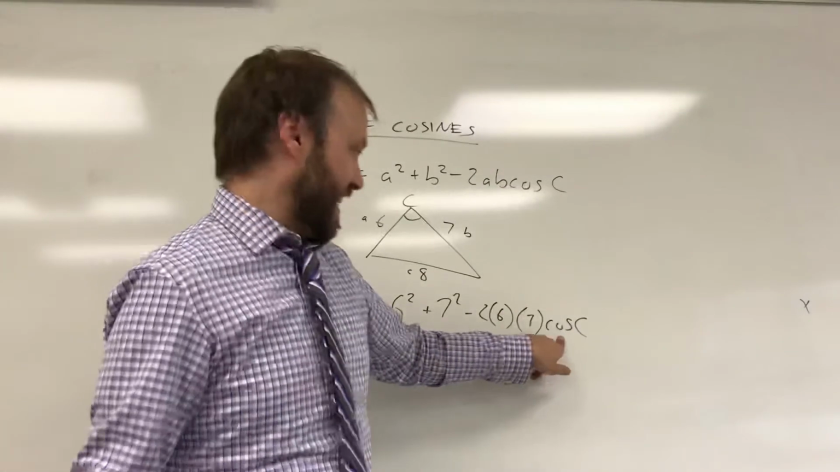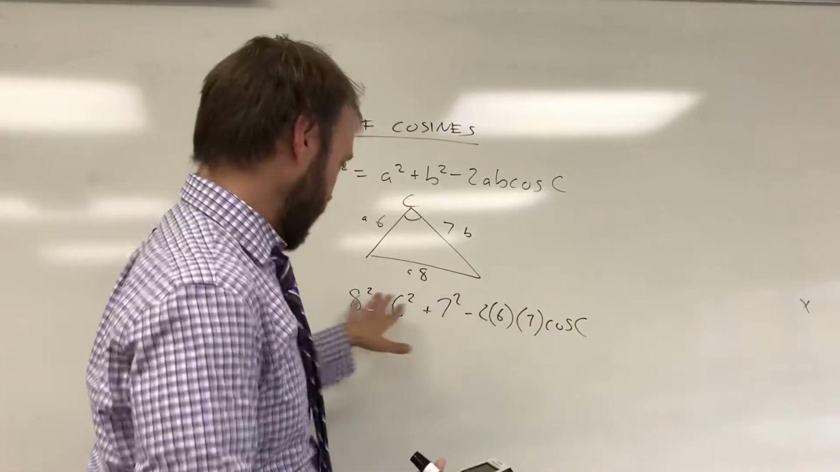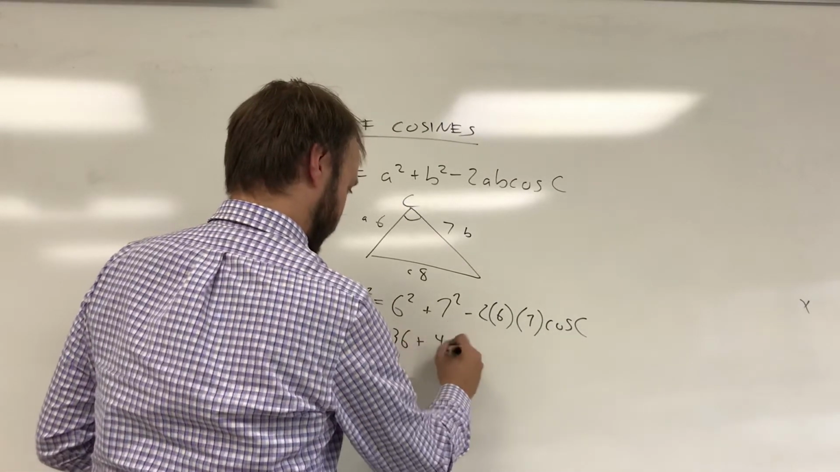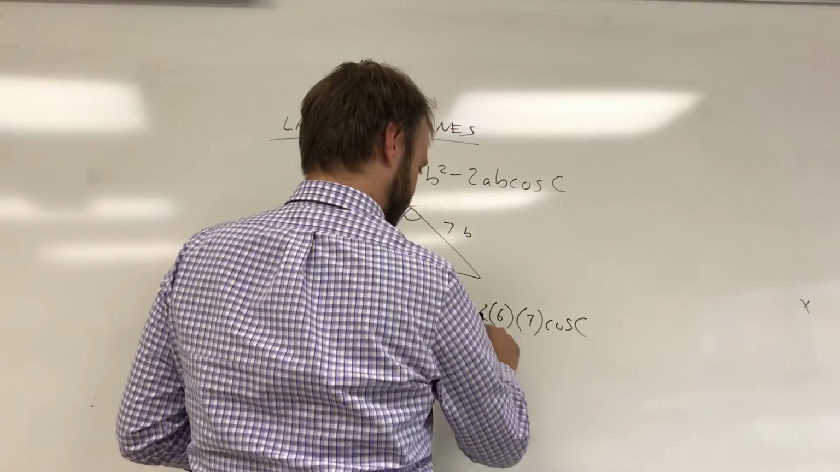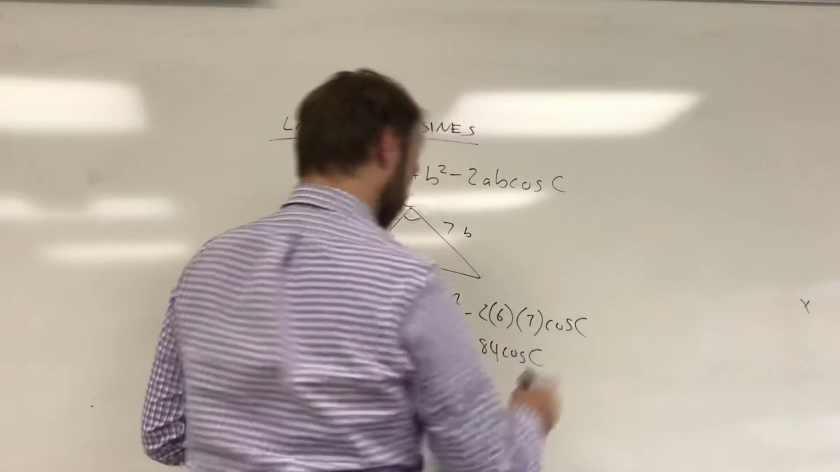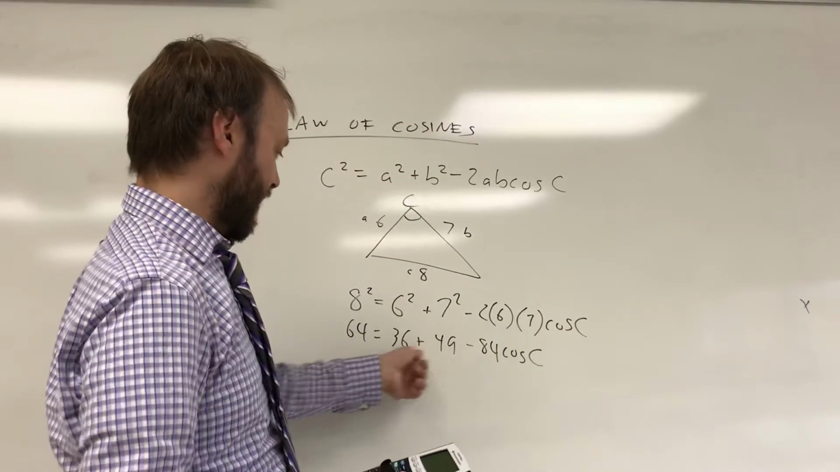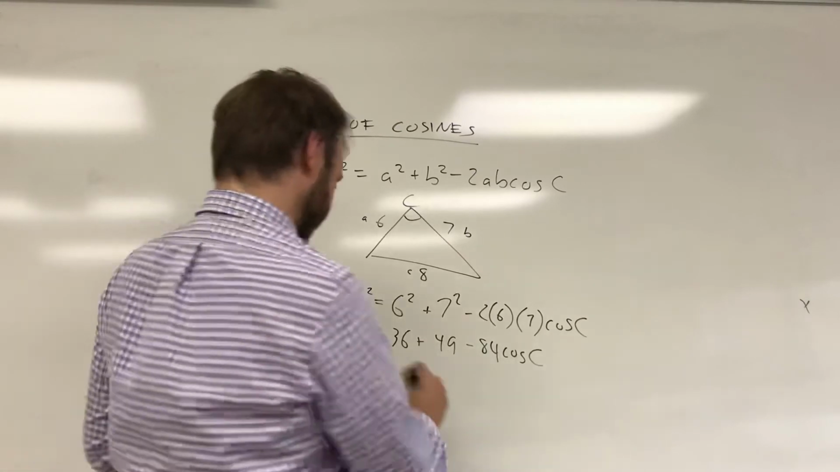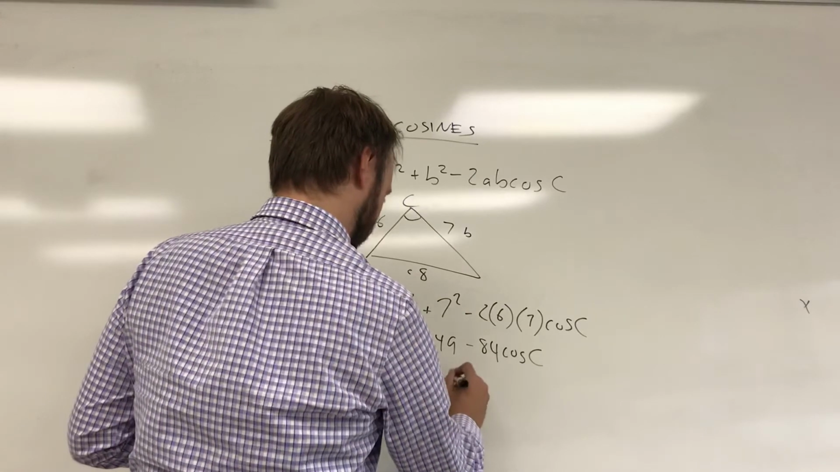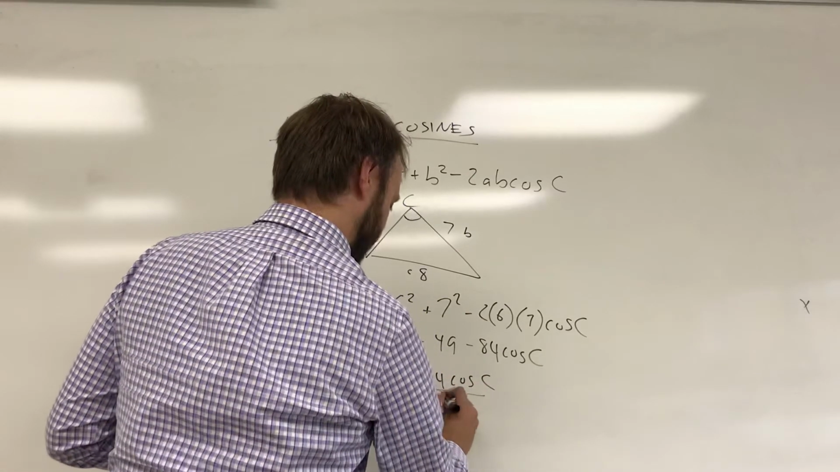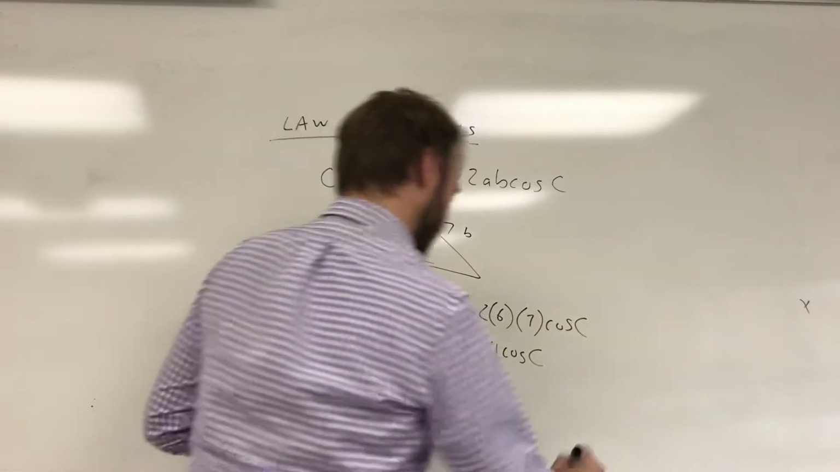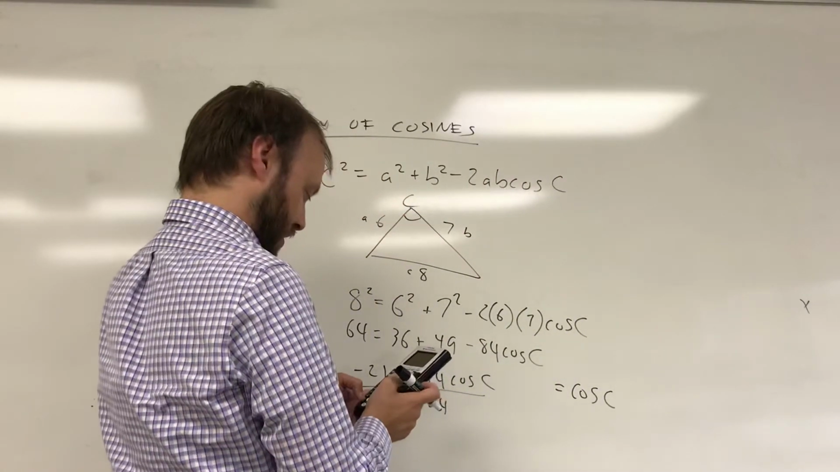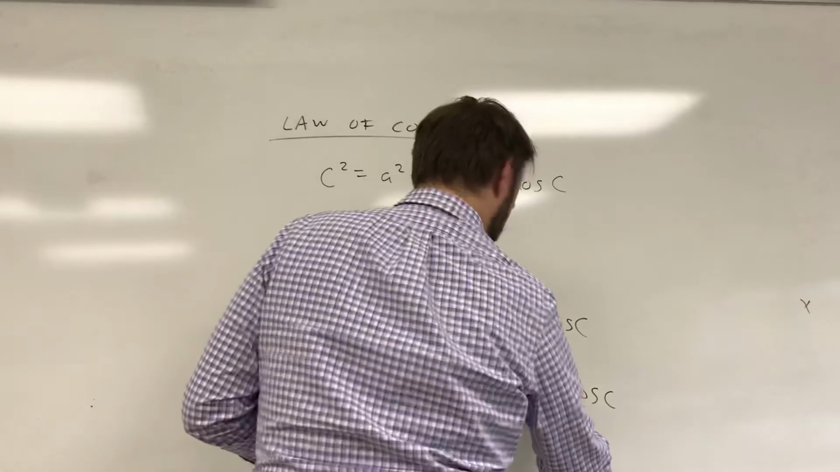Now this time we're solving for C because we're trying to find that angle measure there. So anyway, we have all this other stuff here. That's going to be 64, that's going to be 36 plus 49 minus, let's see, that's 42 times 2, it's 84 times the cosine of C. Okay, I'm going to subtract 36 and 49 from 64. Okay, and that's going to be negative 21 is equal to negative 84 cosine of C. I'll divide both sides by negative 84. Okay, and what I'm going to get is that the cosine of angle C is equal to 21 over 84 is, well, that's 1/4, okay?